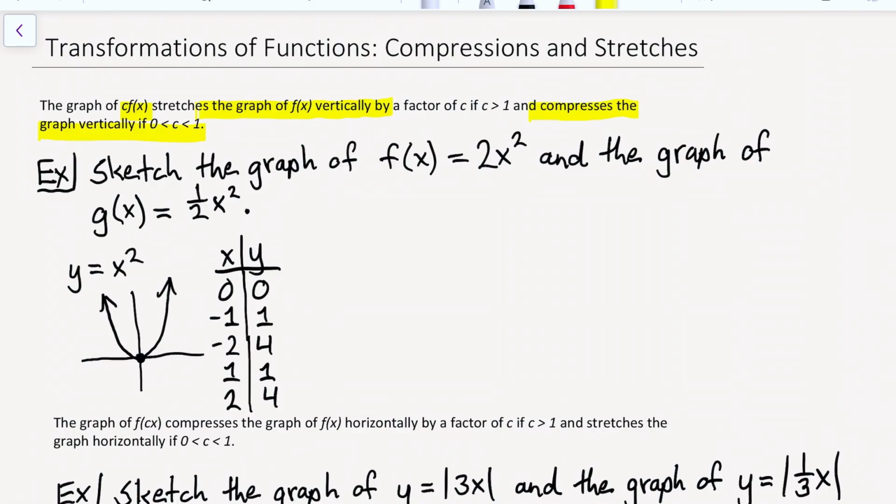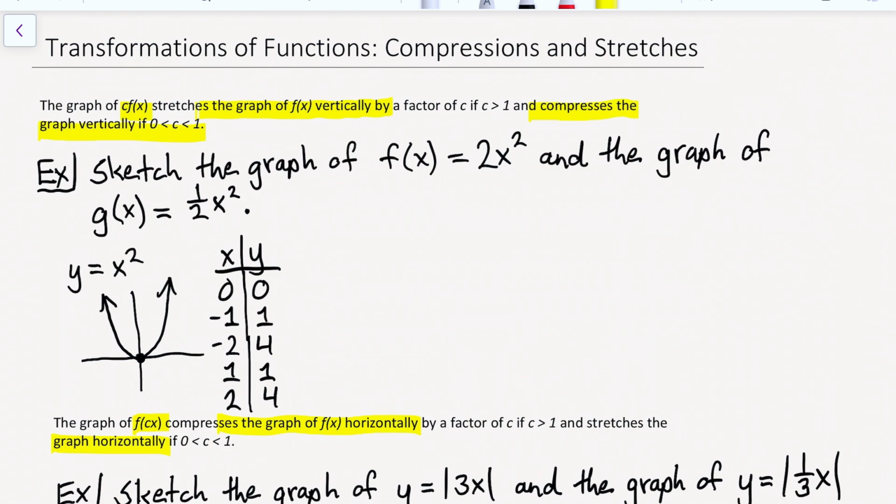If we take a function and multiply the input values by a constant, we are multiplying the x values by some constant before we perform the operation of the function. Then we are compressing or stretching the graph horizontally. The x values are affected.